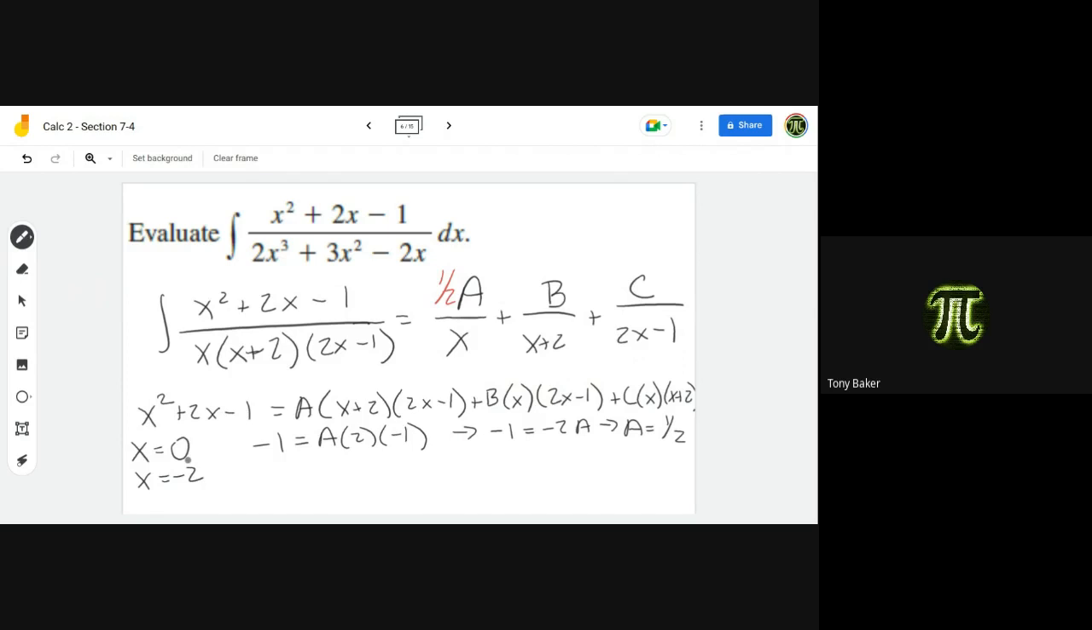Now I'm going to pick -2, because -2 is going to get rid of my A term and my C term. Notice I'm picking numbers that make my denominator 0, basically. Plug in -2. So this side's going to be 4 minus 4, so this is, again, just -1. The A term cancels out because -2 plus 2 is 0. So I have B times -2 times -5. So -1 equals 10B, or B equals -1/10. So this is now -1/10.